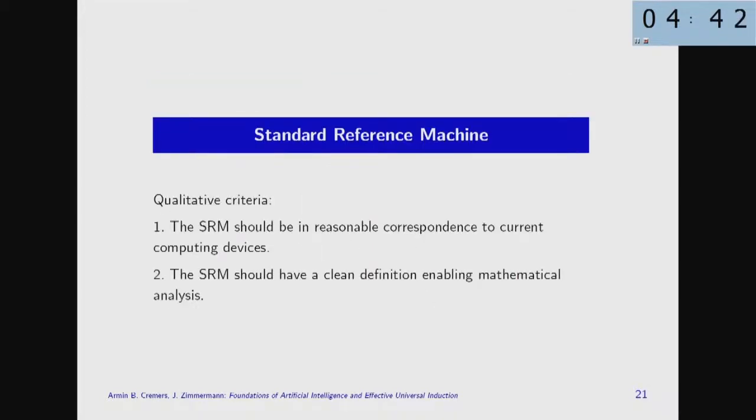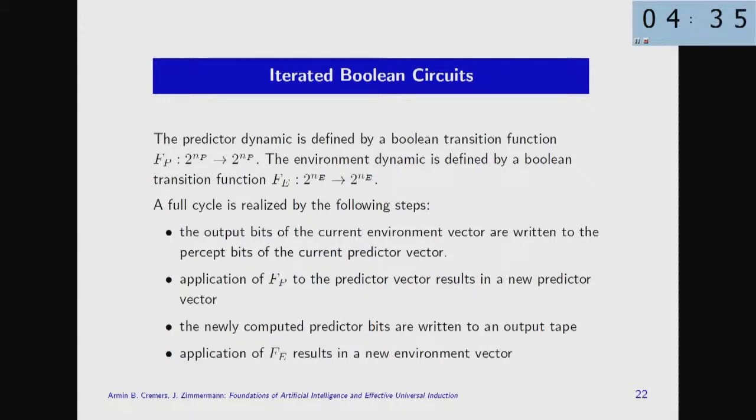So we want a reasonable correspondence to current computing devices and yet a clean mathematical definition. One example that I want to show here is iterated Boolean circuits, where we simply have simple kinds of gates that we iterate. The input vector produces an output vector, and the output vector for the next cycle becomes the input vector. Just want to show you by example.